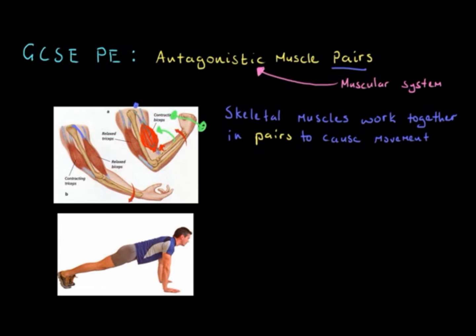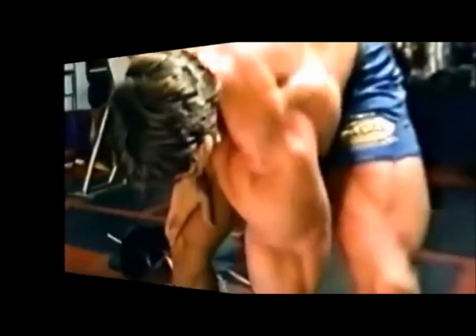For the bicep to make this dumbbell come towards the body, it needs to pull the tendon on the lower arm to bring the arm towards the body. While that is happening, the tricep at the back of the arm is relaxing and getting longer. This idea of one muscle working and one muscle relaxing is what we call the antagonistic pair. Let's see if we can show you a practical example of this happening.